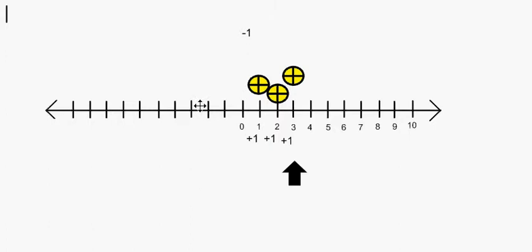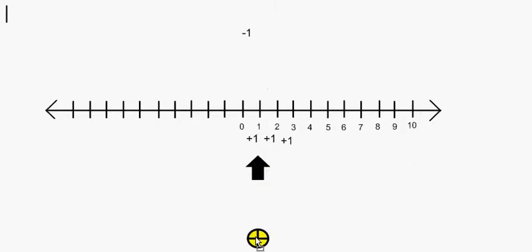So if I want to take away 1, I'm going to take away 1, and now I'm down to 2. If I take away a 1 again, I'm down to 1. If I take away 1 again, I'm down to 0. What would happen if I take away 1 now?